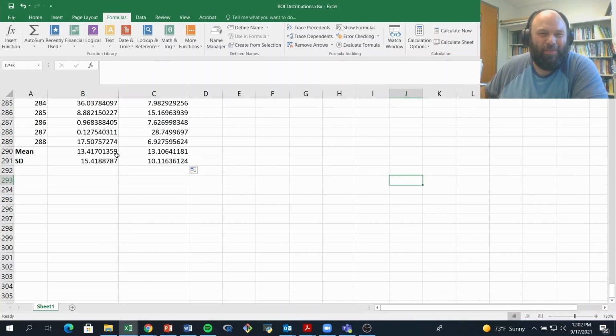For Fund 1, the mean is 13.417, and for Fund 2, it's approximately 13.106. So the means are very close. Think about those as percentages. So for Fund 1, the average daily return is 13.417%, which is a very high return on a daily basis. So maybe I need to fix that. But for now, let's go with it. And for Fund 2, it's very, very close. So the means are more or less the same.